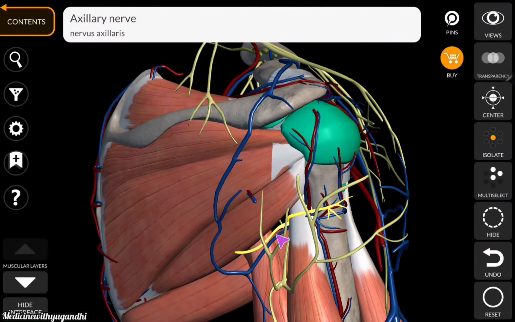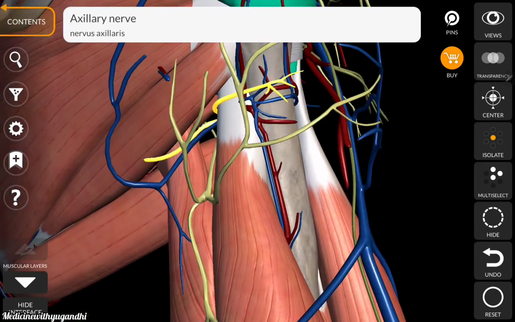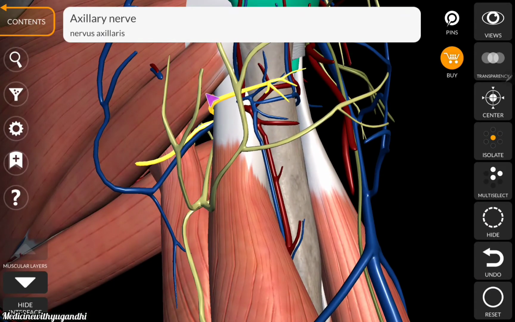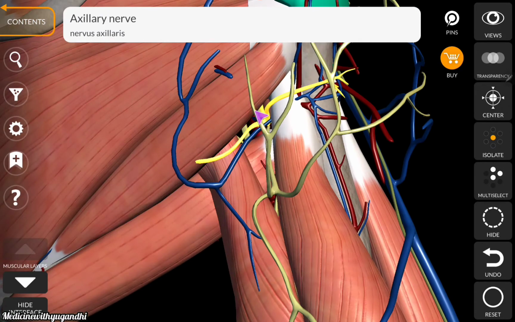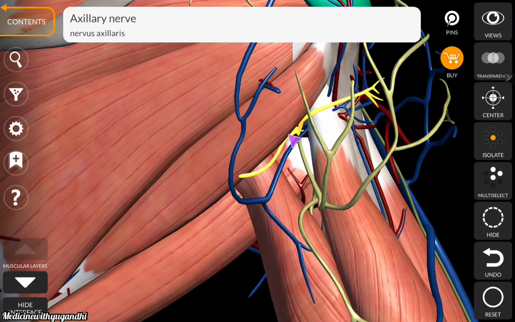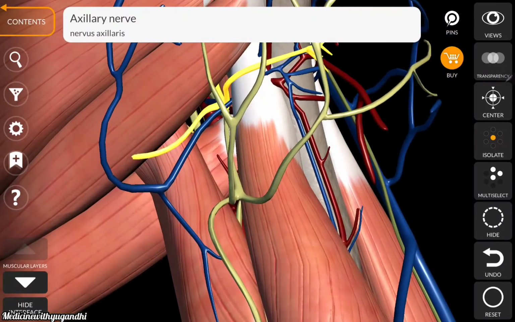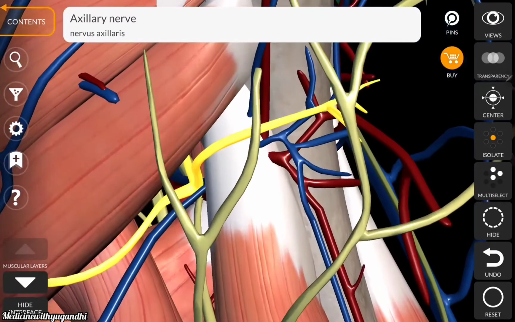Here you could appreciate the quadrangular space, which is an intramuscular space. During its course through the quadrangular space, this axillary nerve terminates by dividing into two branches. You could see here that is the main nerve, the axillary nerve. After entering into the quadrangular space, it terminates by dividing into two branches.